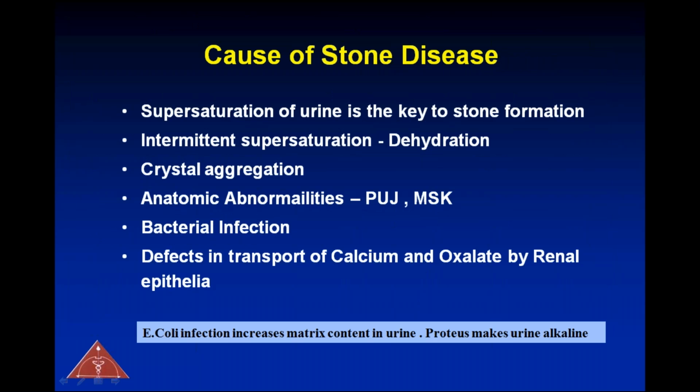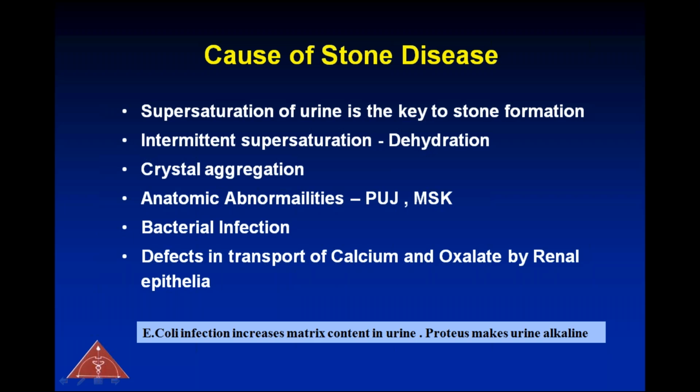So let's go to the causes of stone disease. Supersaturation of the urine is key to stone formation. That is intermittent supersaturation: the patient gets dehydrated, then crystal aggregation occurs, usually at anatomical narrowing. These narrow places are mostly in the ureters, right from the beginning at the pelviureteric junction, and where it enters the bladder. There are certain narrow junctions where the stones can get impacted.